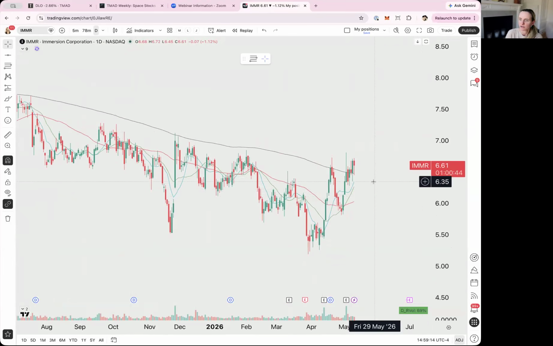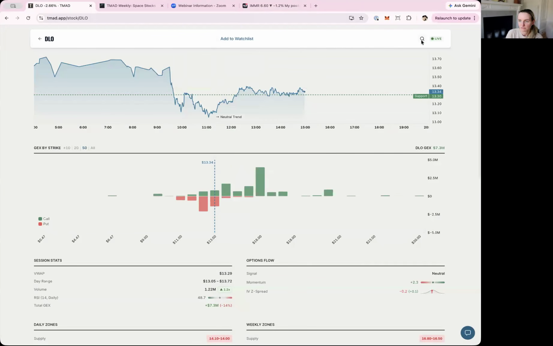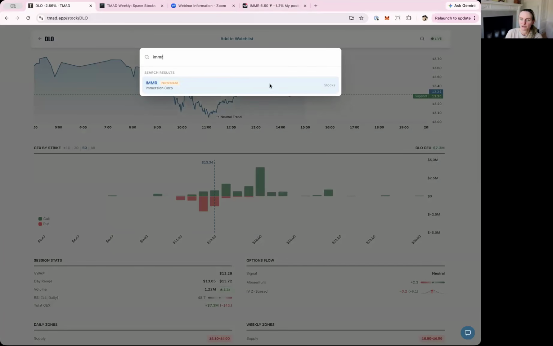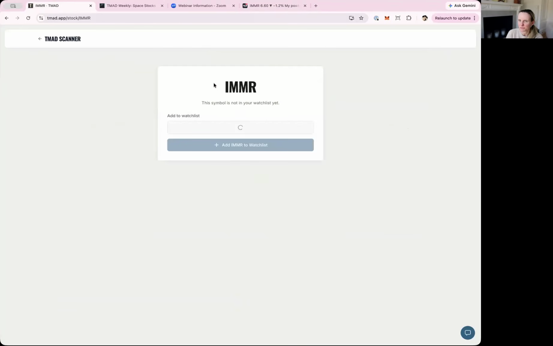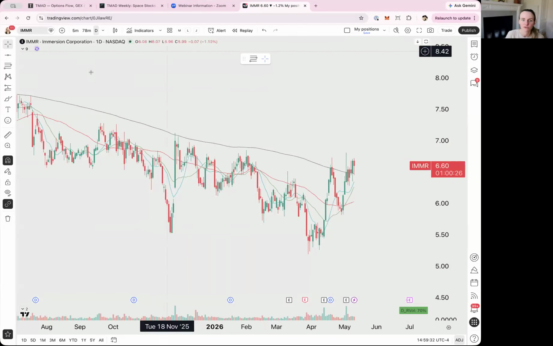IMMR, okay, this is breaking out above the 200, so this looks like a nice turnaround. Of course, remember these names are also somewhat weird. Are these American or Nasdaq? Because we only track Nasdaq. I'm going to ask about those weird names. I don't even know those.